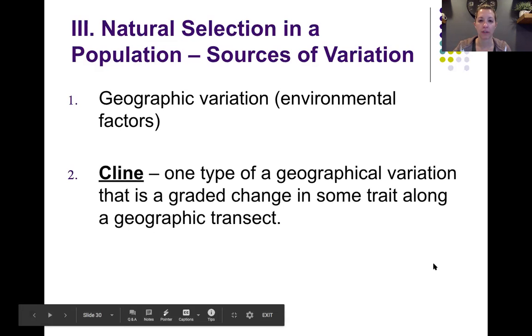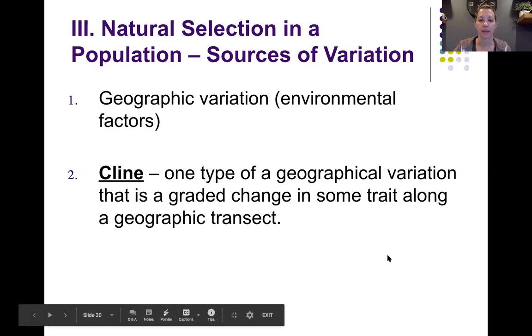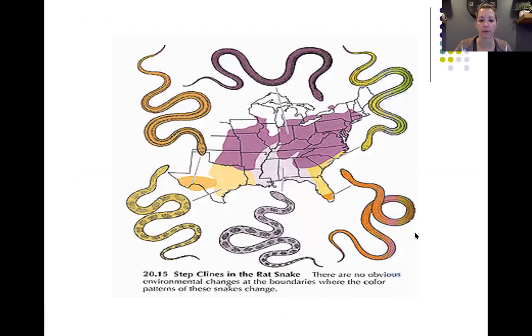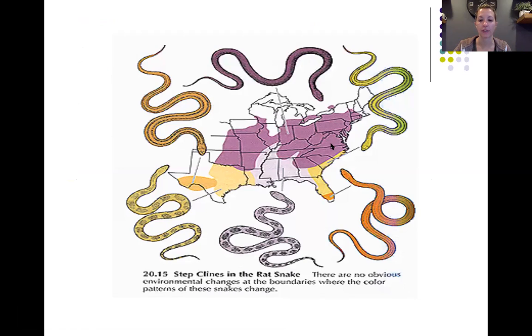Something else that's geographically related is something called a cline. It's basically a graded change along some transect, where you can actually see speciation occur across those 2 different transects. So here's an example of one. These are step clines in a rat snake. So you can see all the different locations in which you would have different rat snakes. They all come from the same ancestor, but there are areas in which you're going to see that variation. So even though color patterns can change on the snakes, there's actually no environmental cause for those changes.